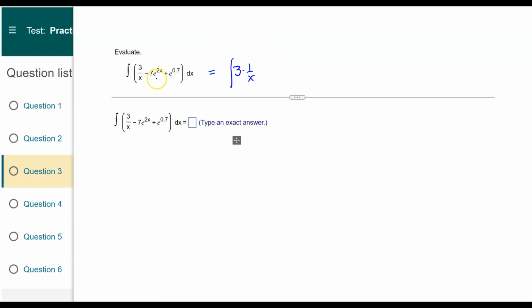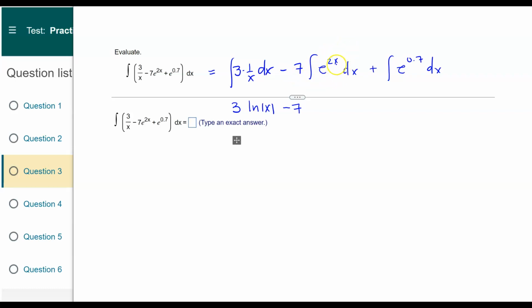And then for negative e to the 2x, you put dx here first. So minus 7, take out the 7, and then integrate e to the 2x dx plus the integral of e to the 0.7 dx. For this part, you can take out the 3, and so you have 3 times the integral of 1 over x, which is ln absolute value of x. And then you copy the negative 7, and then integrate e to the 2x.